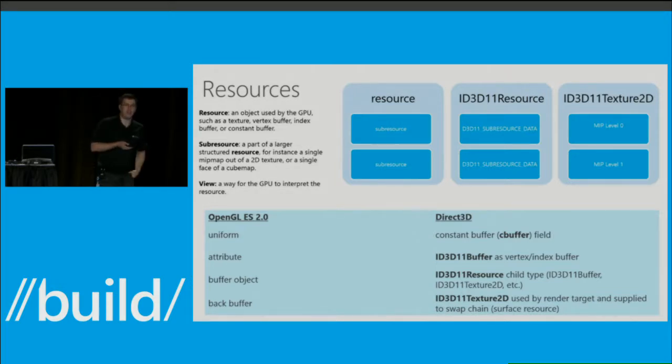So a quick mapping then to get started, really mapping OpenGL ES concepts to Direct3D. What you call a uniform, we call a constant buffer, and we have slides on all these. What you call an attribute is actually a specific buffer that's used for vertices or indices, specified with an input layout. A buffer object is just something derived from ID3D11Resource. And a back buffer is a 2D image that we use as a render target, and then we send to the swap chain as the back buffer.